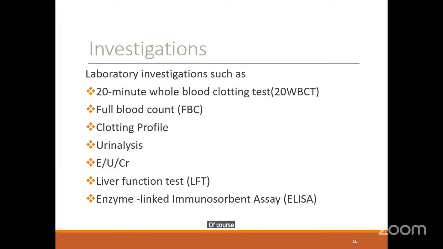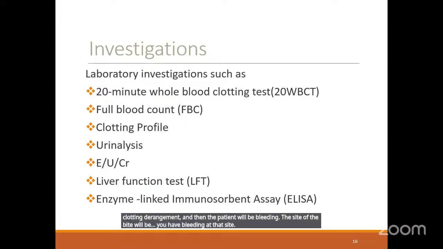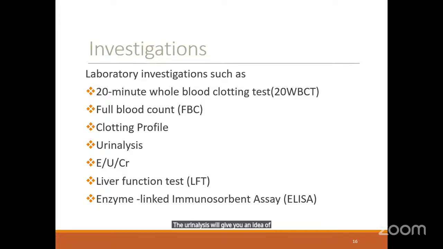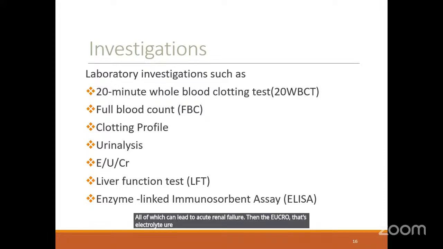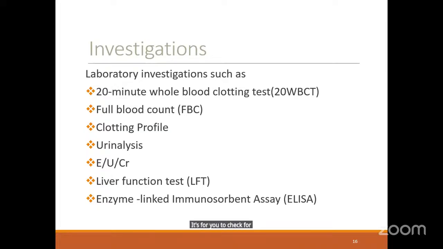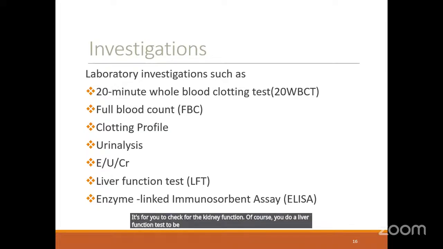Of course, the clotting profile you will need because the hemotoxic type of venoms will cause clotting derangement, and then the patient will be bleeding. At the site of the bite you have bleeding. The urinalysis will give you an idea of if there's hematuria or hemoglobinuria, all of which can lead to acute renal failure. Then the EUCR, that's electrolyte, urea, and creatinine, is for you to check the kidney function. Of course, you do a liver function test to be sure it's okay. Then the enzyme-linked immunosorbent assay.